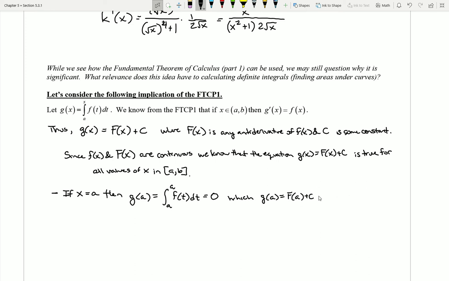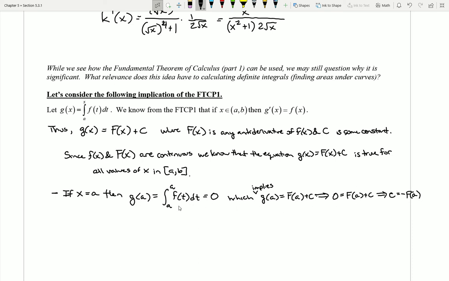So this implies, and I guess I left that word out here, but this implies that this here is going to be equal to 0 on that side. And so I can go from here and make the claim that the value of c is actually equal to negative f of a.